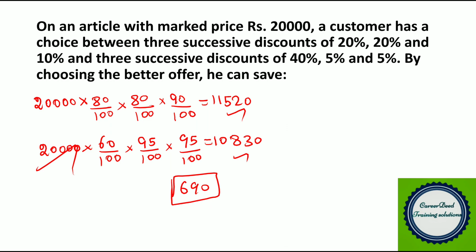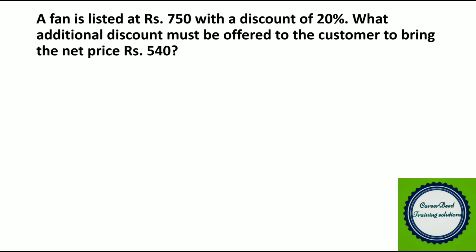Now question number 10. A fan is listed at rupees 750 with a discount of 20%. What additional discount must be offered to the customer to bring the net price to rupees 540? So what is the listed price of the fan? It is 750 rupees. From this he is getting a 20% discount, right? So what is 20% of 750? 150 rupees, right? So the customer pays only 600 rupees.